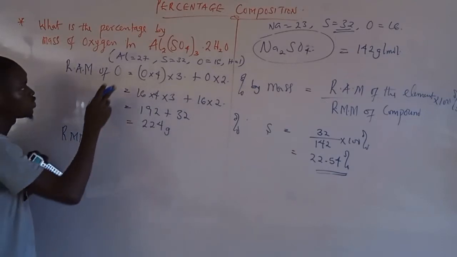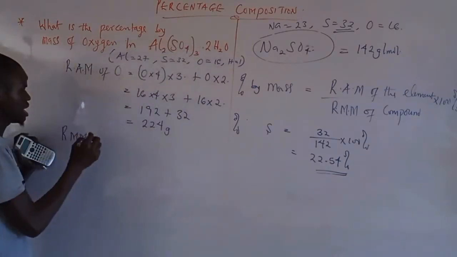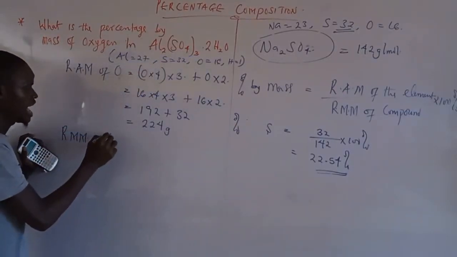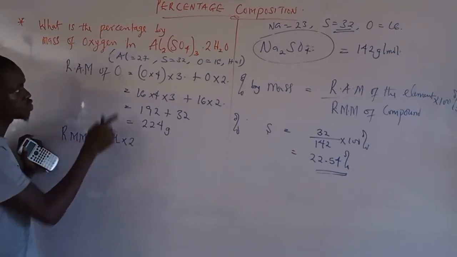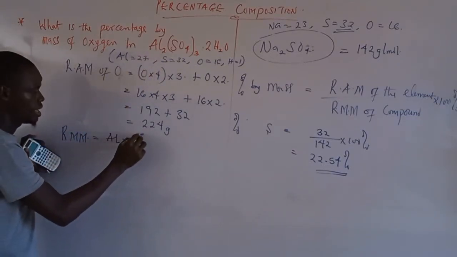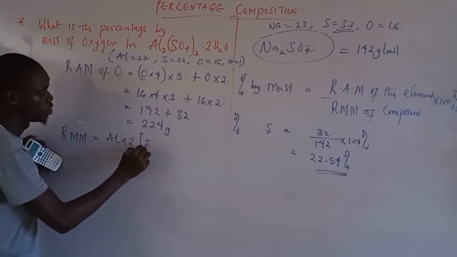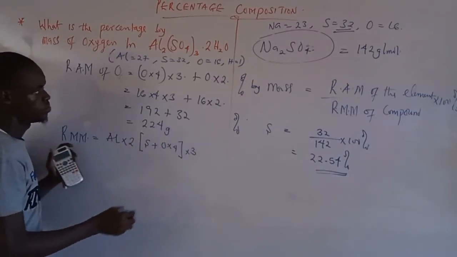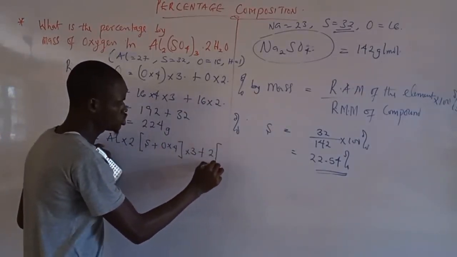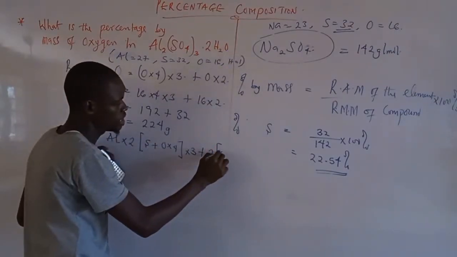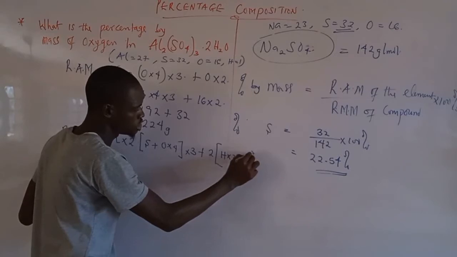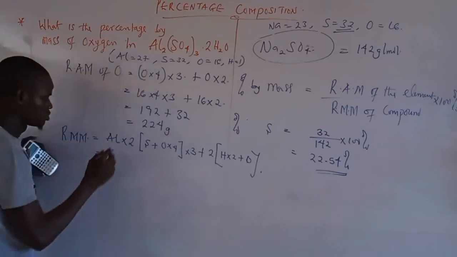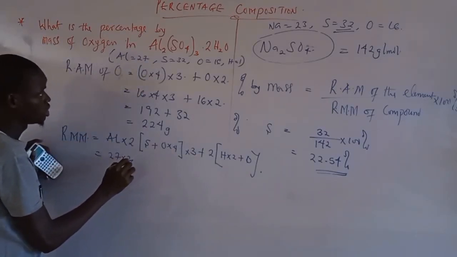So from here we can find the mass. So the relative molecular mass of Al2(SO4)3·2H2O: I'll be having aluminium multiplied by 2. We have 2 atoms of aluminium here. Now, this into brackets, sulfur plus oxygen times 4, everything multiplied by 3, plus 2 into brackets, this is water, that should be hydrogen times 2 plus oxygen. Now, let's insert the values. Aluminium is equal to 27. We have 27 times 2 altogether.